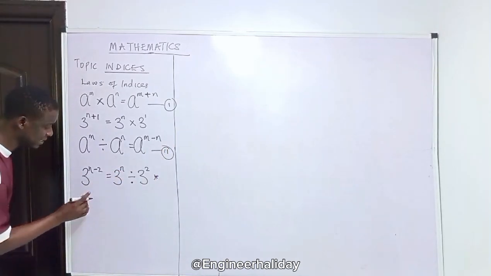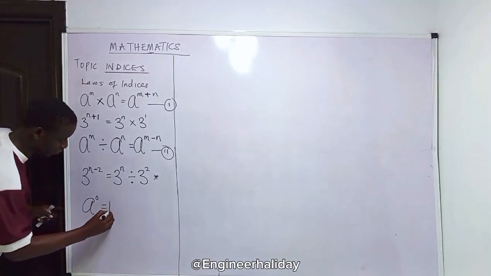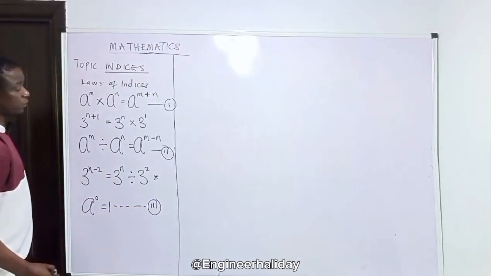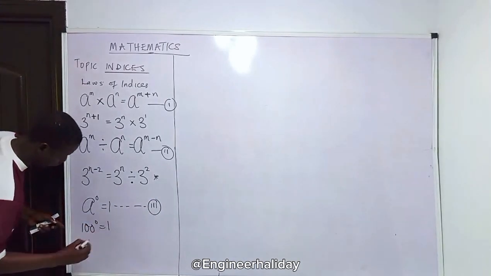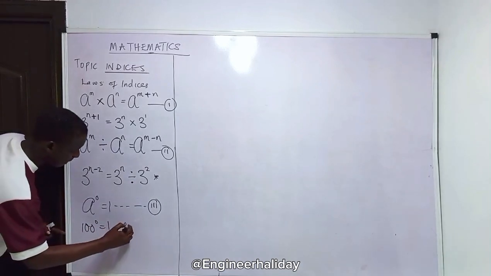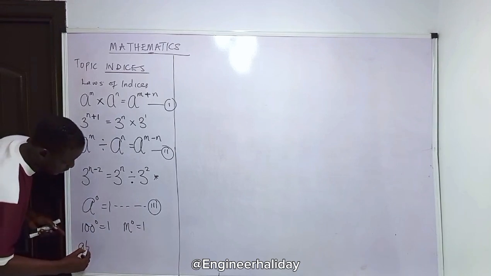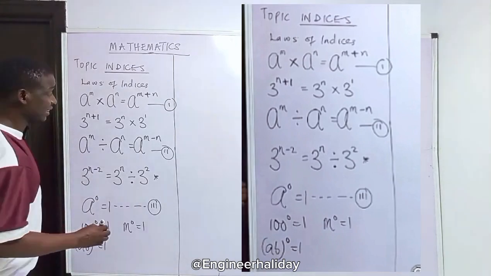Law number three says that anything raised to the power 0 is equal to 1. That is law number three. Anything raised by 0 is 1. That means 100 raised by 0 is 1. M raised by 0 is 1. AB all raised by 0 is equal to 1. That is what law number three is saying.